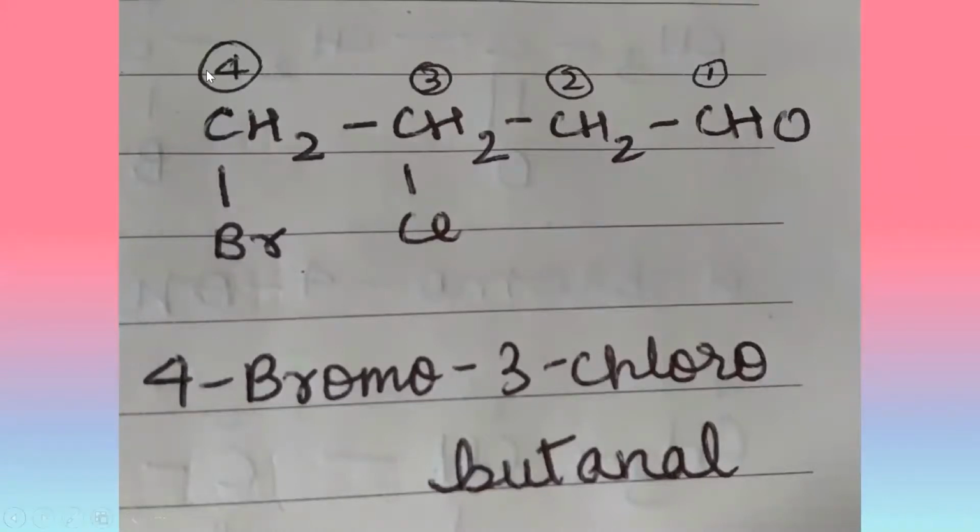4-bromo for the bromine that is attached to the fourth carbon, 3-chloro for the chlorine that is attached to the third carbon, and butan because there are 4 carbons present in the parent chain, and ane for the saturated bonds present here, and al for the aldehyde group present in here. I hope you guys have also copied down this example.